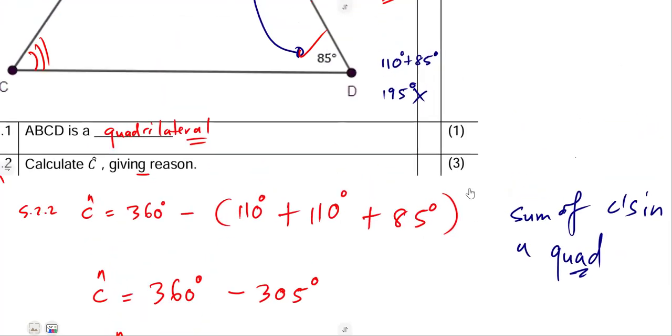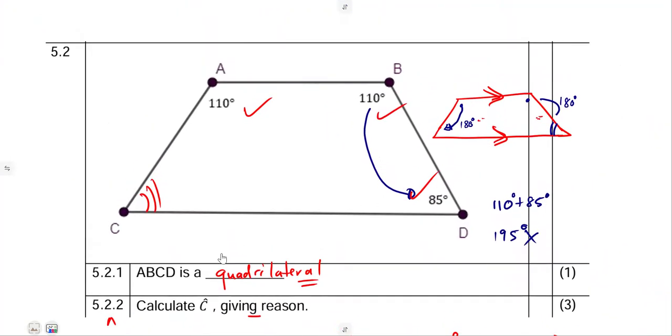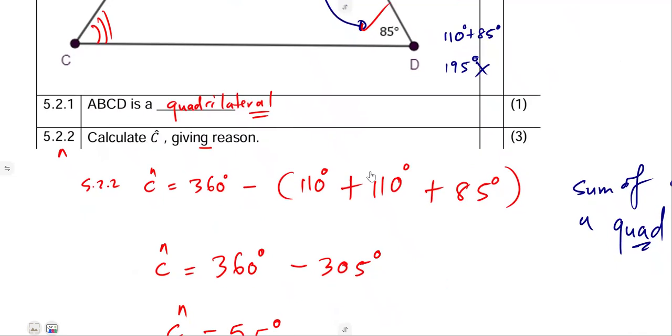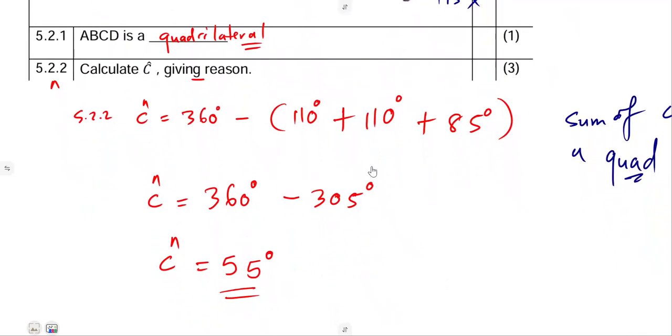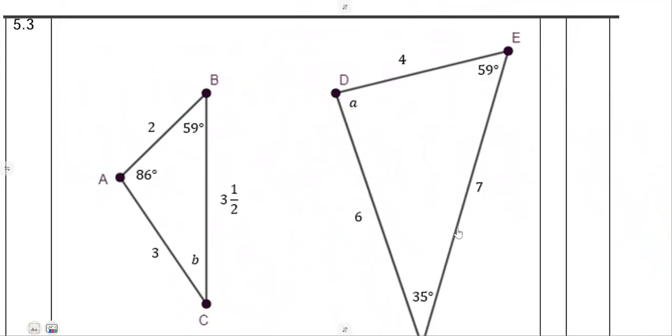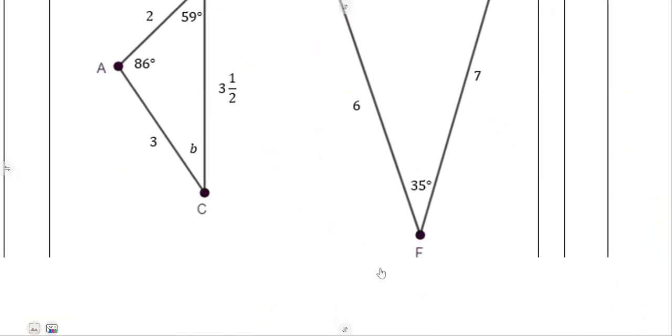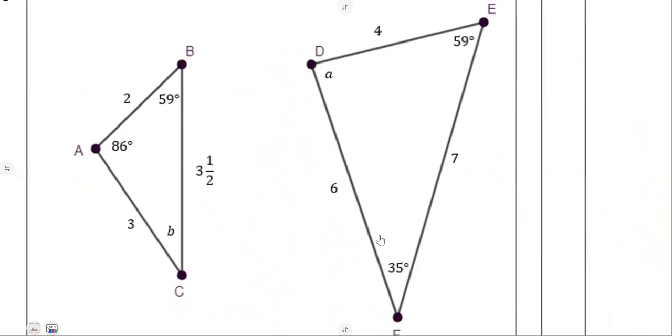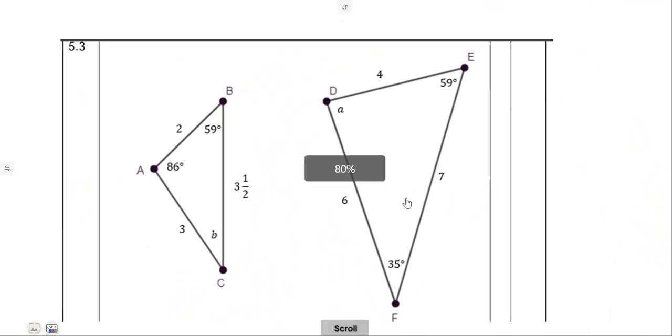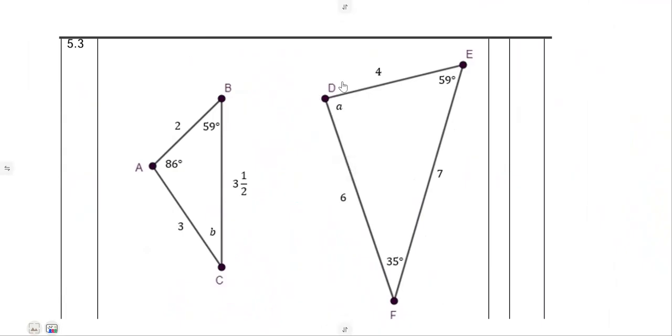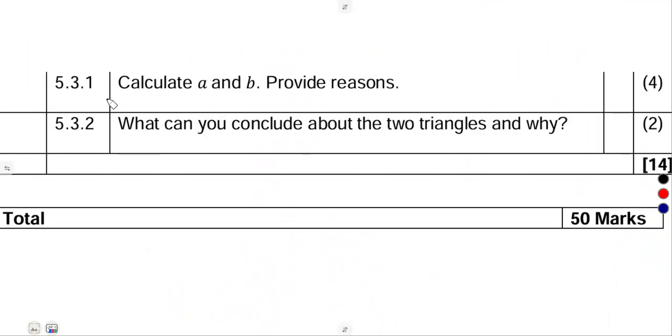Angles in a quadrilateral, the sum of these interior angles is 360 degrees. Just like that. So you attempt the questions according to what you're given. On question 5.3, we are given two triangles, the first one A, B, C, and the second D, E, F. From these two triangles, on 5.31 we are asked to calculate A and B, providing reasons.